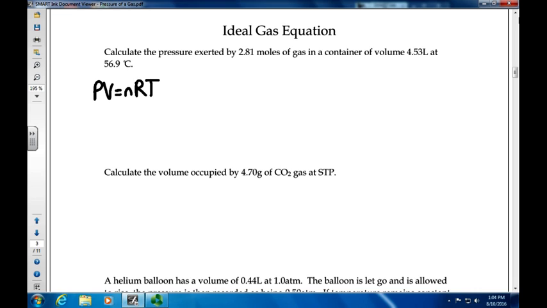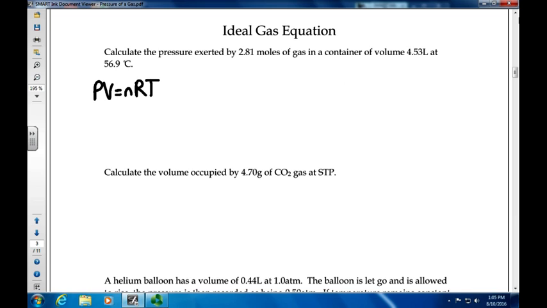So whenever you're given a problem wherein the temperature is provided in Celsius or Fahrenheit or Rankine, you'll want to convert to Kelvin. More often than not, it'll be provided in either Kelvin or Celsius, and then you just make the adjustment accordingly.